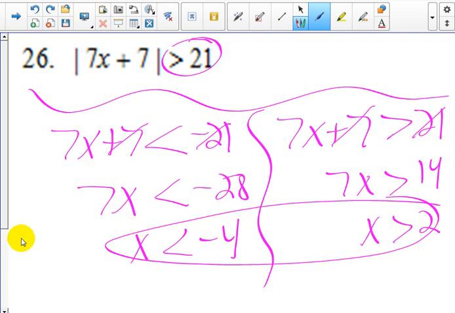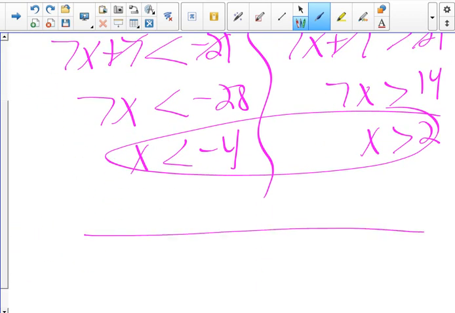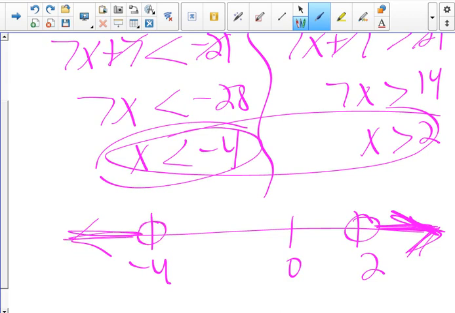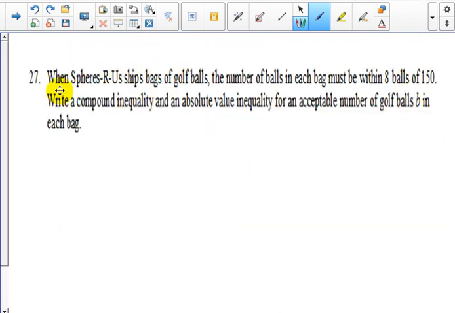Now to graph it, let's do our boundaries. Here's -4 and here's 2 up here with 0 in between. So x is greater than 2. So open hole on 2 and shade to the right. But it's less than -4, so open hole on -4 and shade to the left. Remember, the greater than makes the gap, the less than makes the segment. That's our answer.